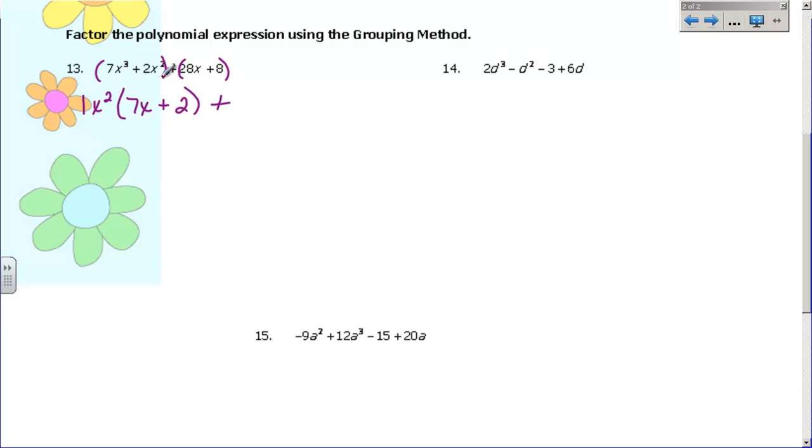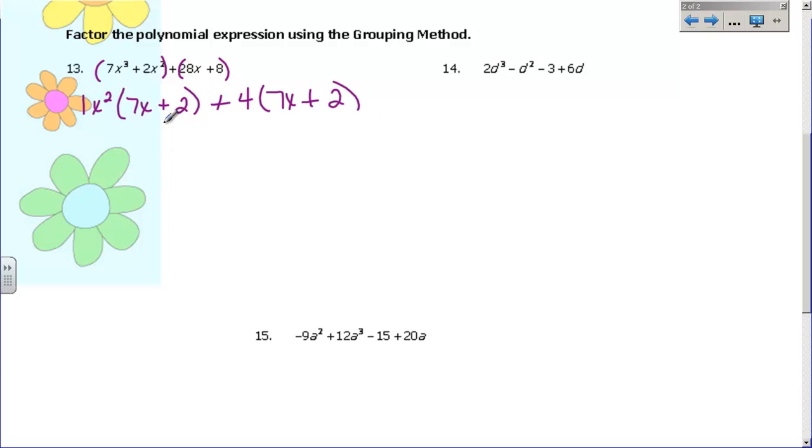So the greatest number that goes into both of those is going to be 4. And since they don't both have an x, I will not factor out an x. 28 divided by 4 is 7, and I still need the x, so I'm going to put it here. Then 8 divided by 4 is 2, and so there's my, I'm done.